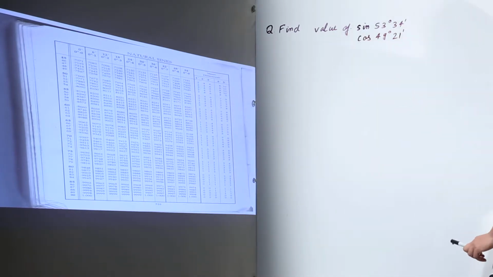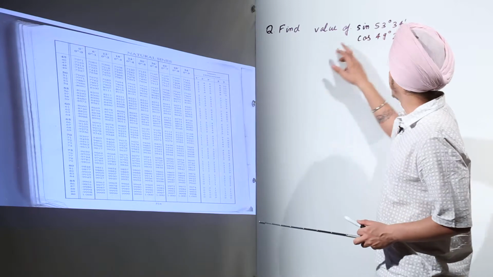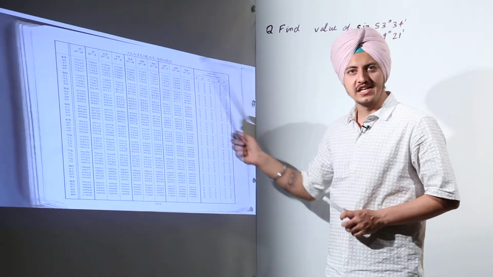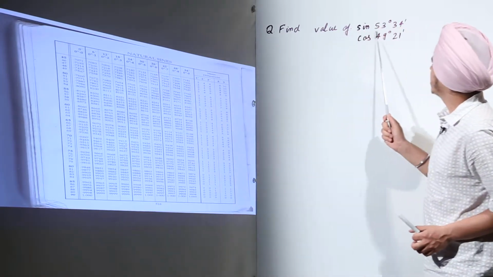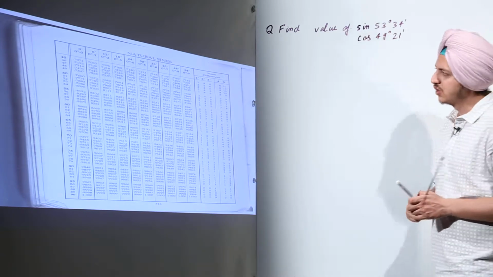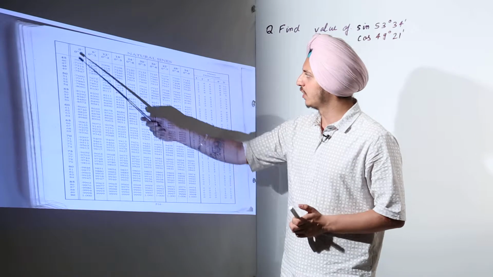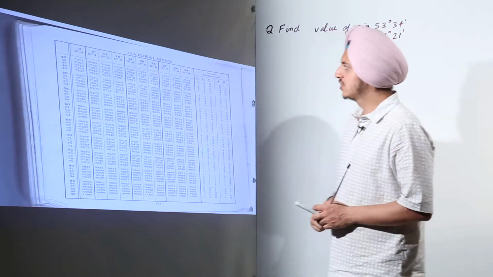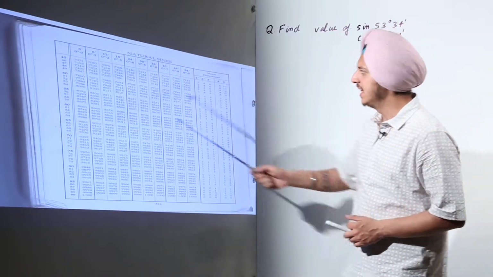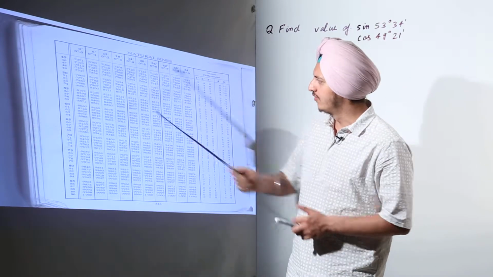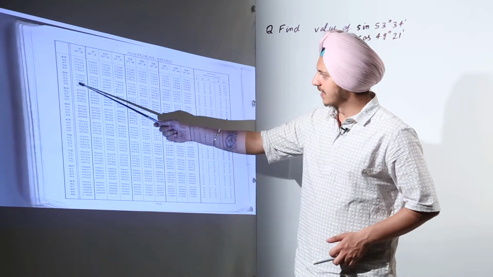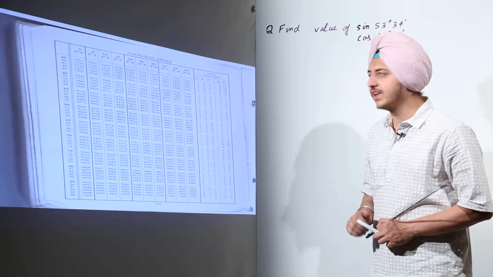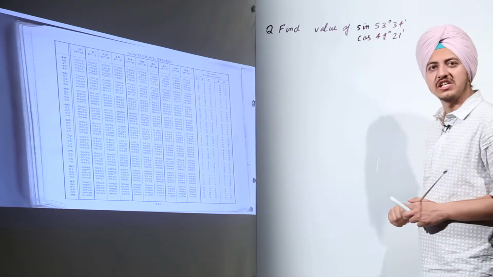Now I've moved my slide to a page where sine 53 degrees will occur. This is natural sine, so I've opened natural sine. It asks for sine 53 degrees 34 minutes. So in the first column we are going to look for 53. Okay, I found it here. This is sine 53. If you move horizontally, the value under 0 minutes is 0.7968. But what we need is sine 53 degrees and 34 minutes.